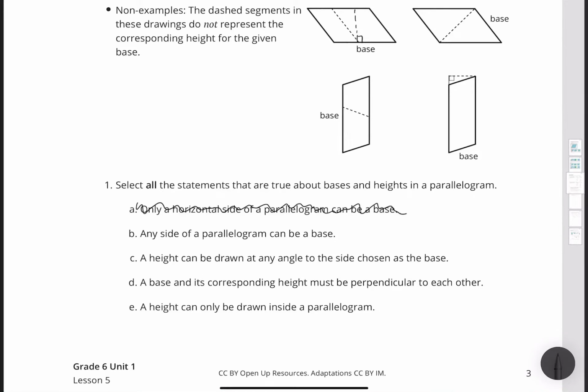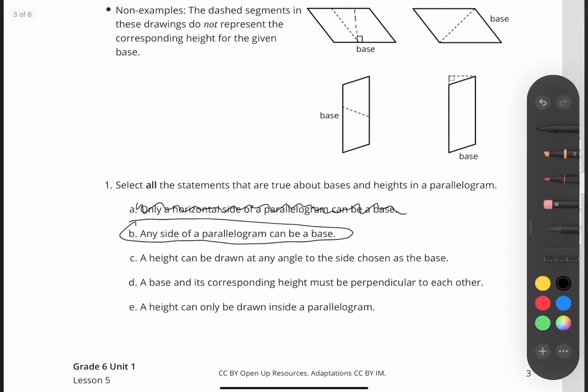Okay? So B, kind of like A, helps me see that B can be true. Any side of the parallelogram can be a base. Now let's look at C. It said a height can be drawn at any angle to the side chosen to be the base.